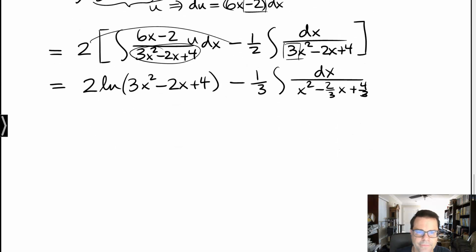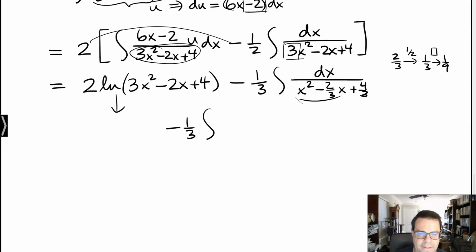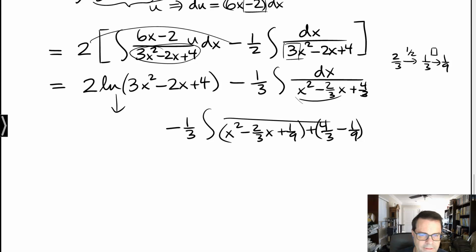So let's see what happens here. If we're completing the square on these two, we'd take half to get 1/3, and then we'd square it to get 1/9. So 1/9 is going to complete the square here. Again, the natural log term is done, so I'm just focusing on this integral. So let me rewrite this as x squared minus 2/3 x plus 1/9 plus 4/3 minus 1/9. Whatever you add, you have to subtract. That's a math rule.